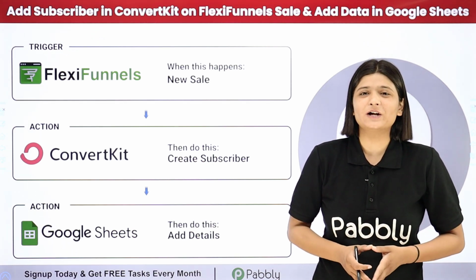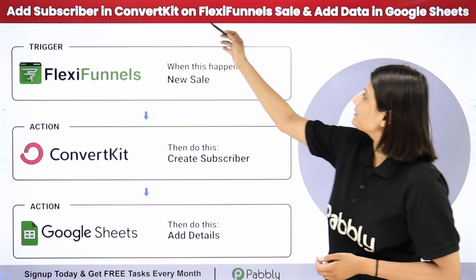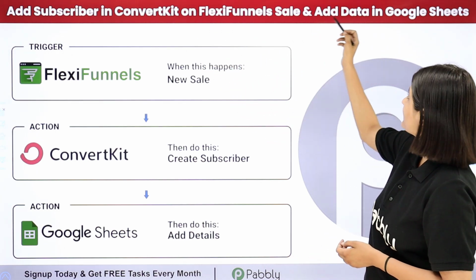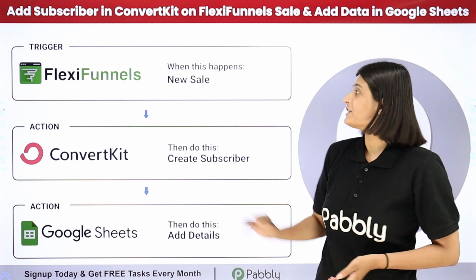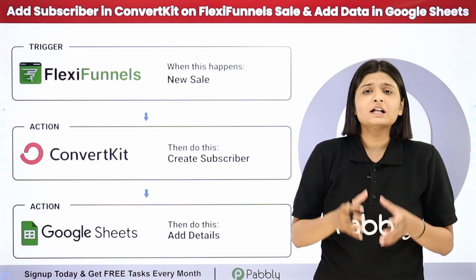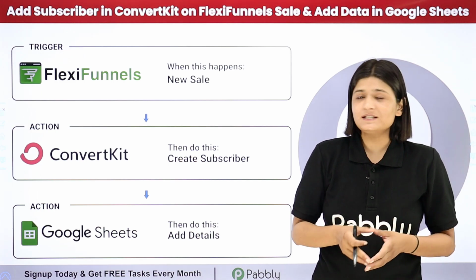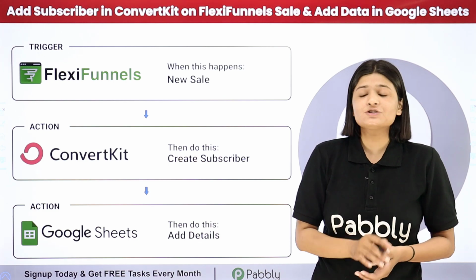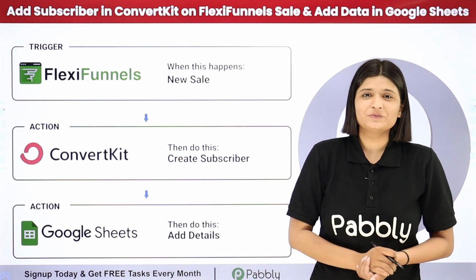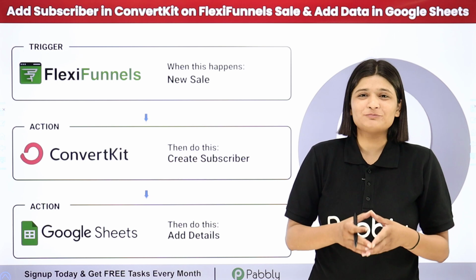So in this video, we are going to learn how to add a subscriber in ConvertKit on FlexiFunnels sale and add data in Google Sheets. Let's suppose I'm running a business and using FlexiFunnels for my sales. Now I want that whenever a new sale happens, a subscriber should be created in ConvertKit and all these details should be added in my Google Sheets. So I can do this automation with the help of Pabbly Connect.